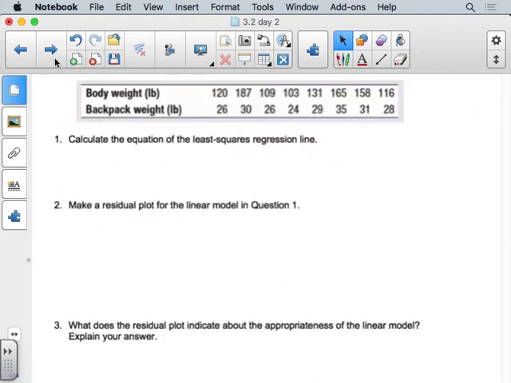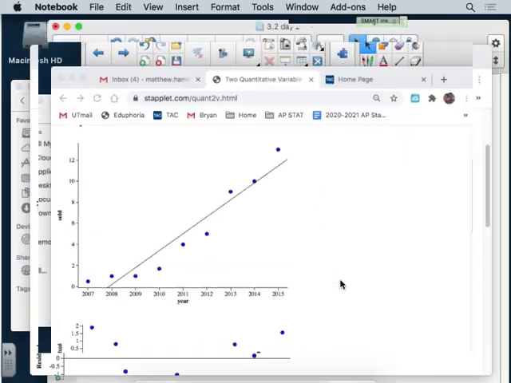Alright. Okay, so on this one, maybe I'll walk through it real quick. I'm just going to put this one into Staplet.